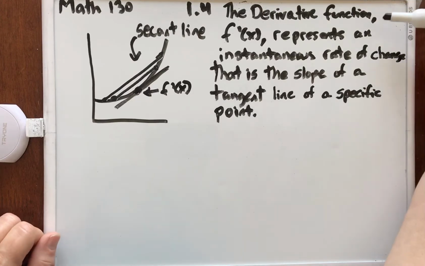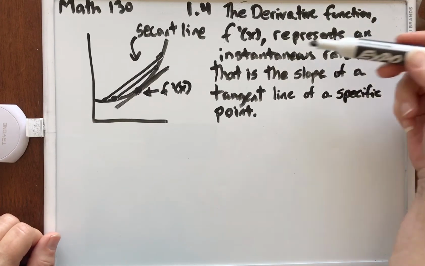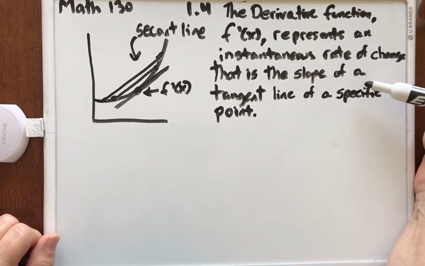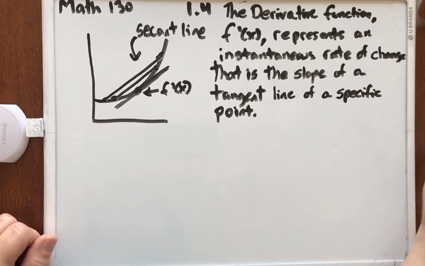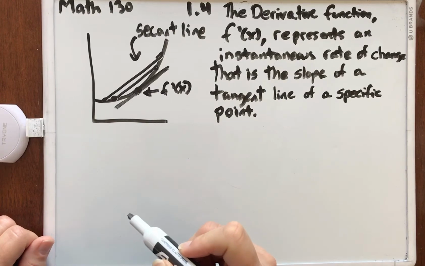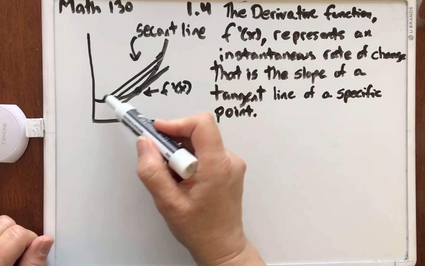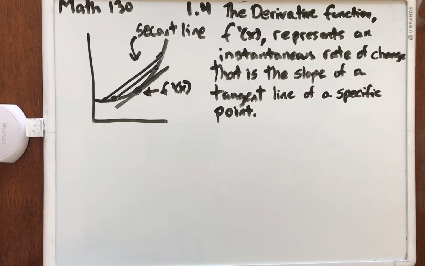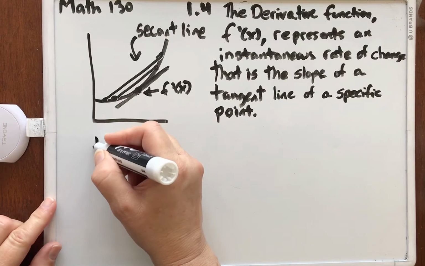So let's read the definition again. The derivative function f prime of x represents an instantaneous rate of change, that is, the slope of a tangent line at a specific point. So now we can know instantly what the rate is at that point, where before with the secant line we only had the average rate of change. So how do we find this?